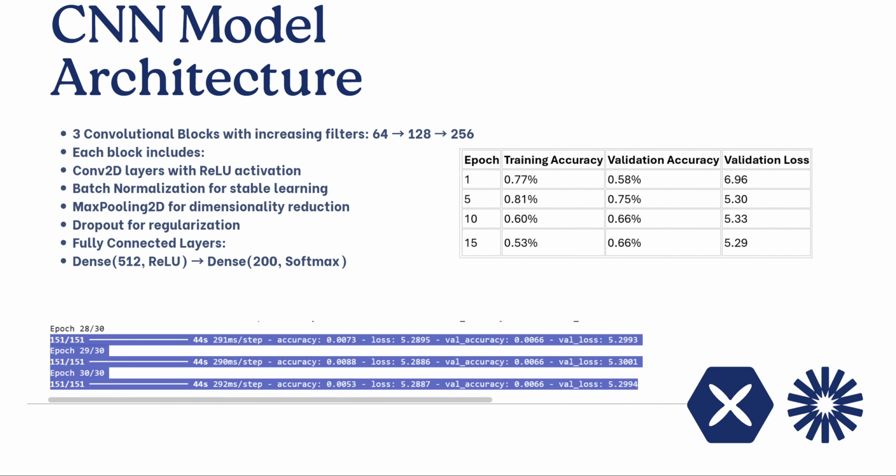The CNN network that I built had three convolutional blocks with 64, 128, and 256 filters, each followed by batch normalization, max pooling, and dropout for regularization. After that, I added two dense layers, one with 512 neurons using ReLU activation, and the final output layer with 200 neurons for classification. However, the model showed severe underfitting with less than 1% accuracy and loss around 5.29 even after 30 epochs. I could not really figure out what the exact problem was.